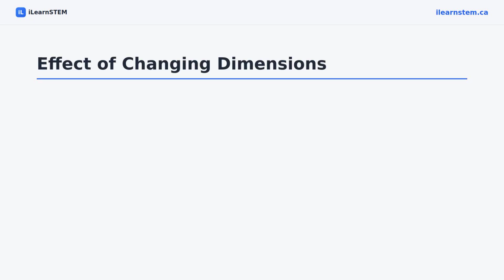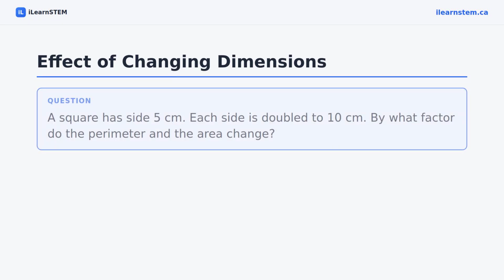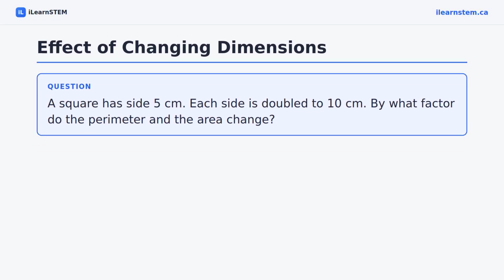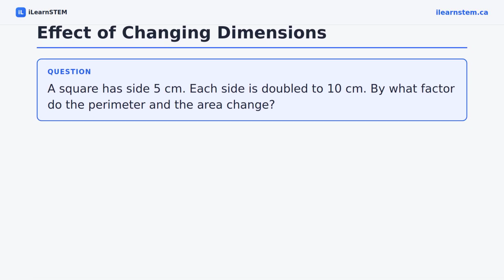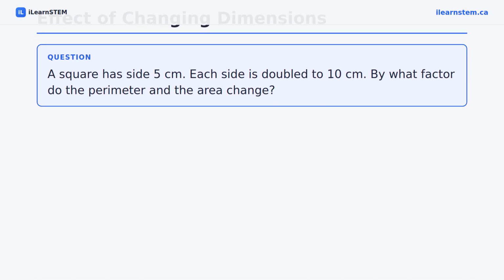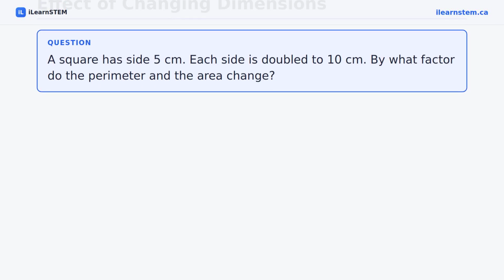In this example, we'll see how doubling the side length of a square affects its perimeter and area. Here's the problem. A square has side 5 centimeters. Each side is doubled to 10 centimeters. By what factor do the perimeter and the area change?